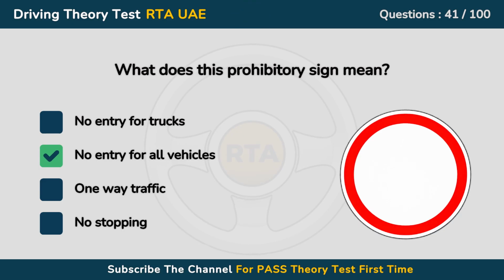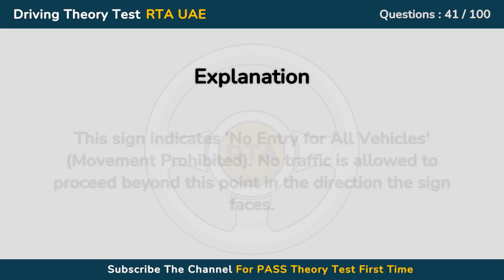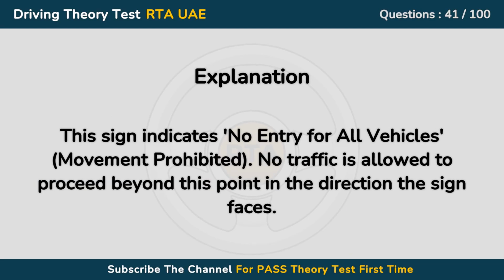Answers is B. No entry for all vehicles. This sign indicates no entry for all vehicles, movement prohibited. No traffic is allowed to proceed beyond this point in the direction the sign faces.